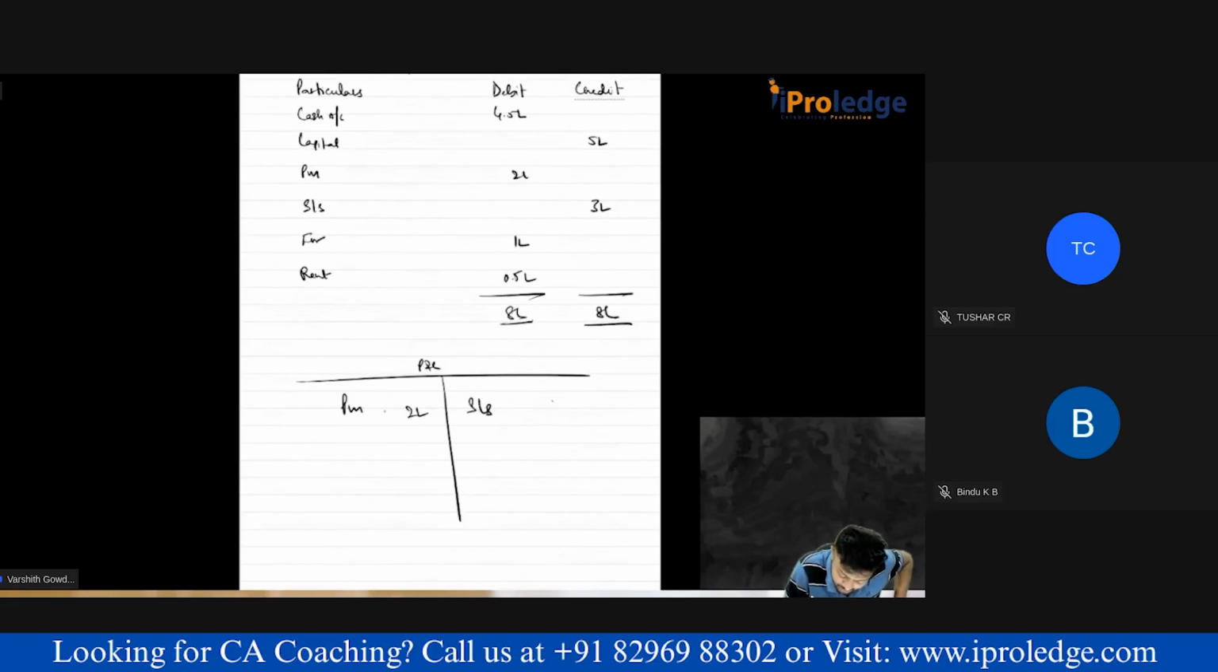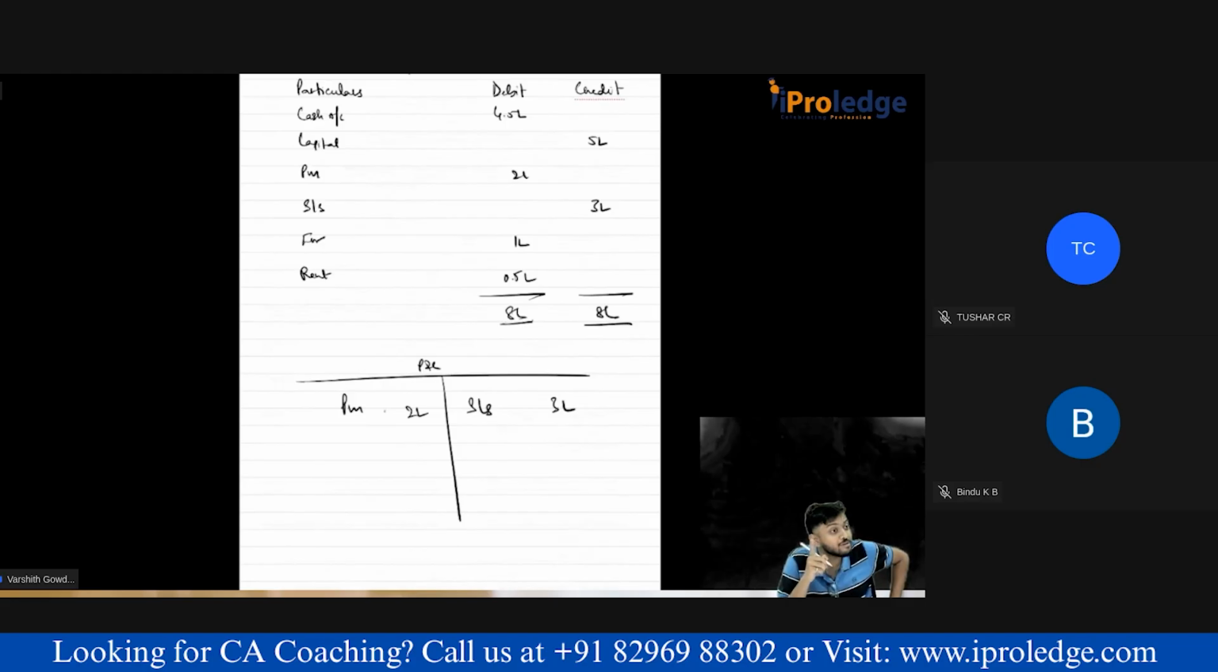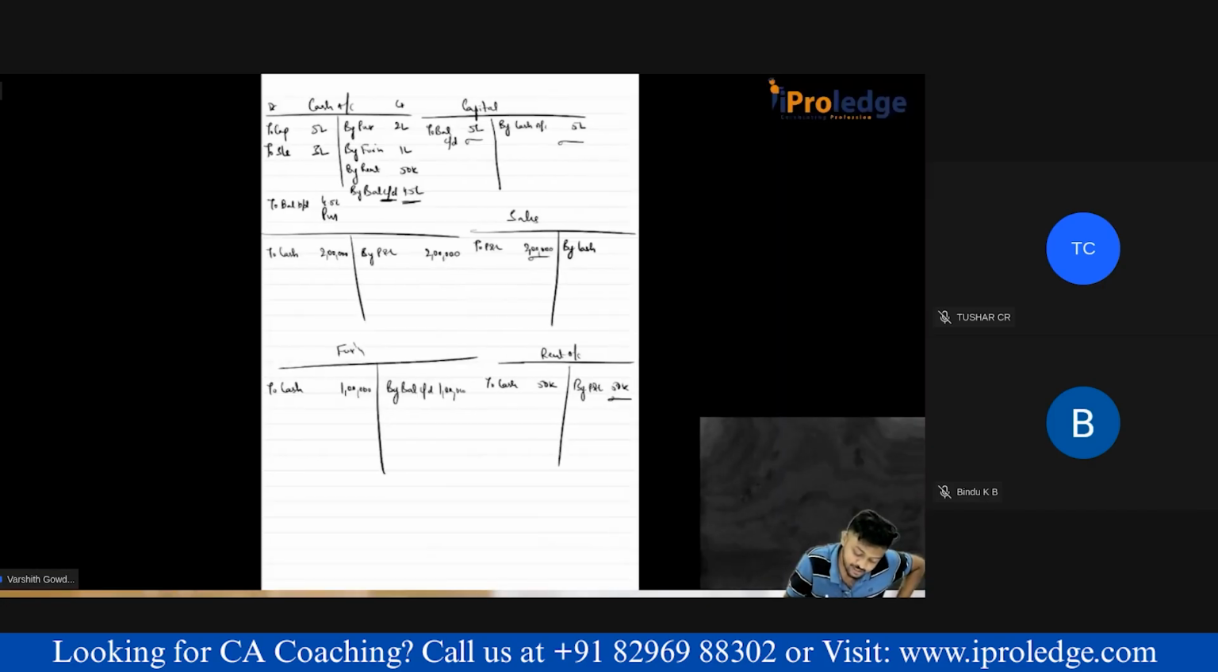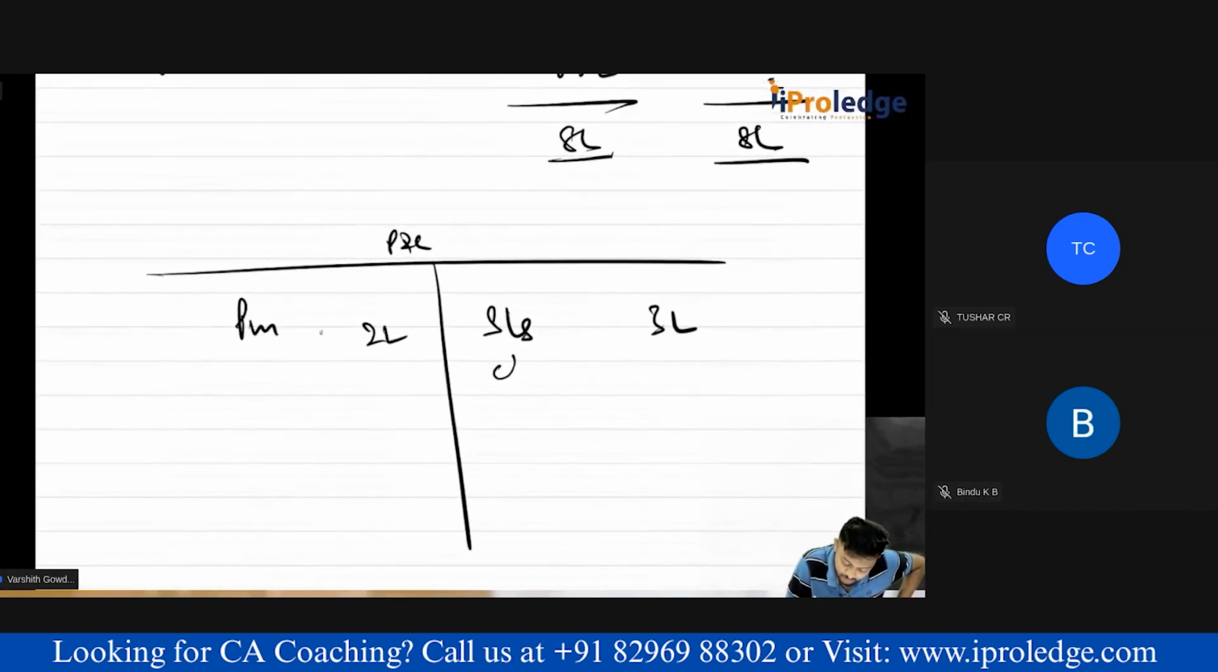How much? 3 lakh. Then we have closing stock. Closing stock will come in both the trading account and the balance sheet. Correct? Where did I get closing stock? I went to the godown, I counted it. Now I've got closing stock as rupees 1 lakh. So it will come this side. Closing stock 1 lakh. So your gross profit is 2 lakhs.